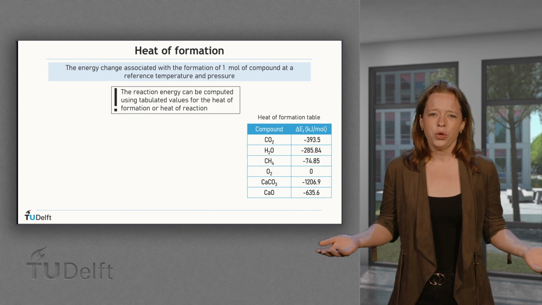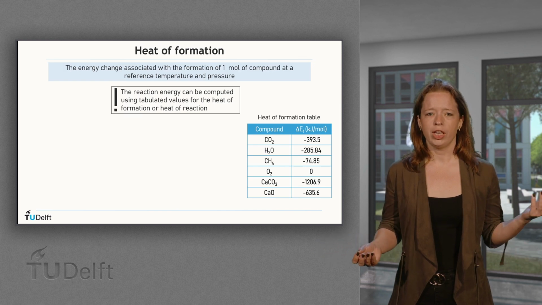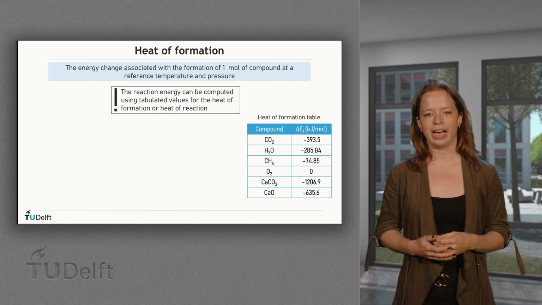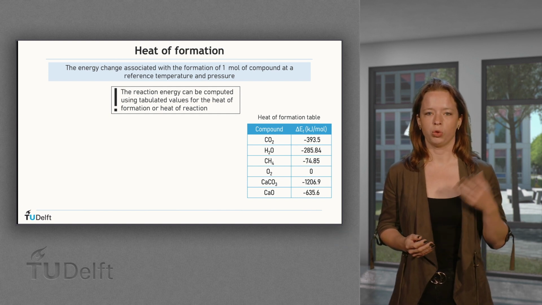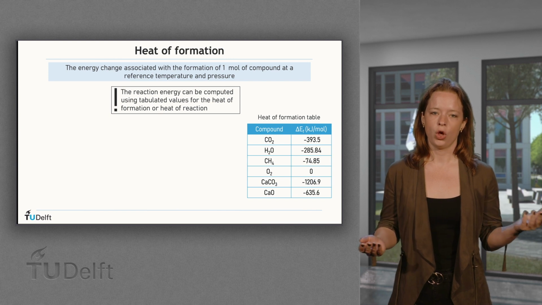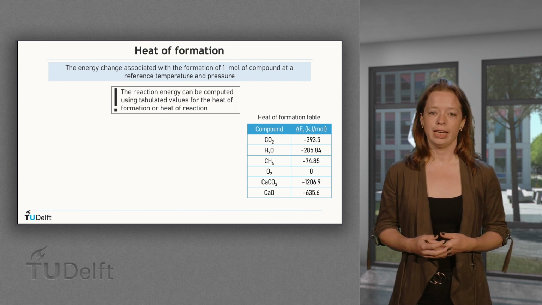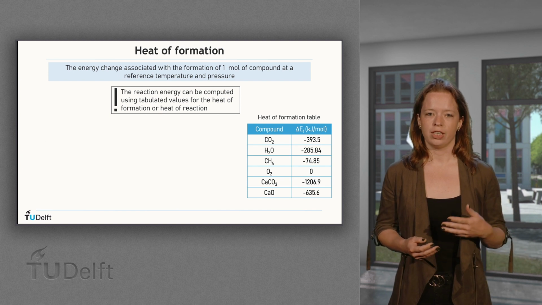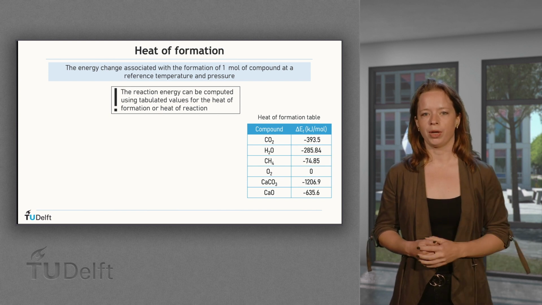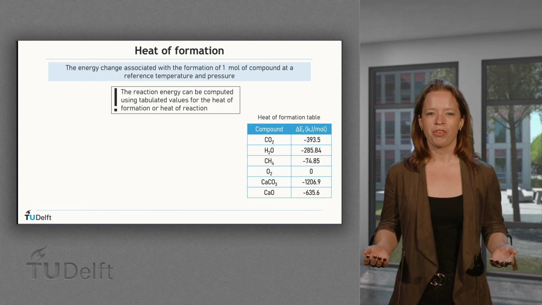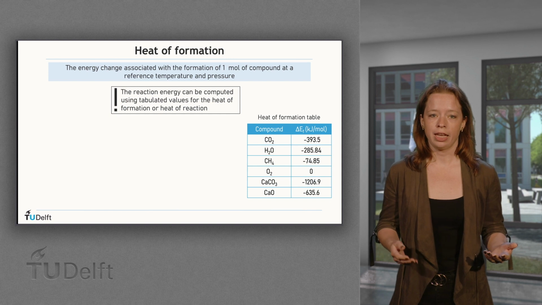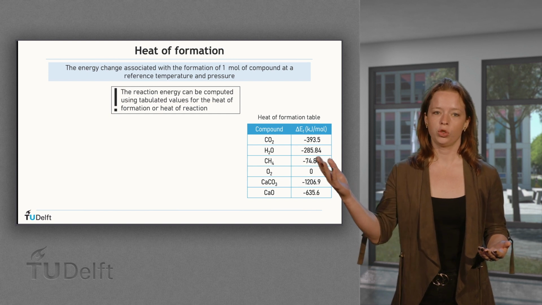Now, how do we know if a reaction produces energy or if it requires energy? For this, we need to know the reaction energy, the difference in energy between the reactants and the products. We can calculate this using the heat of formation of each of the different compounds. How much energy does it cost if 1 mole of that compound is formed? Fortunately, these energies are known for many different compounds, and they have been recorded in tables, such as the one on this slide.